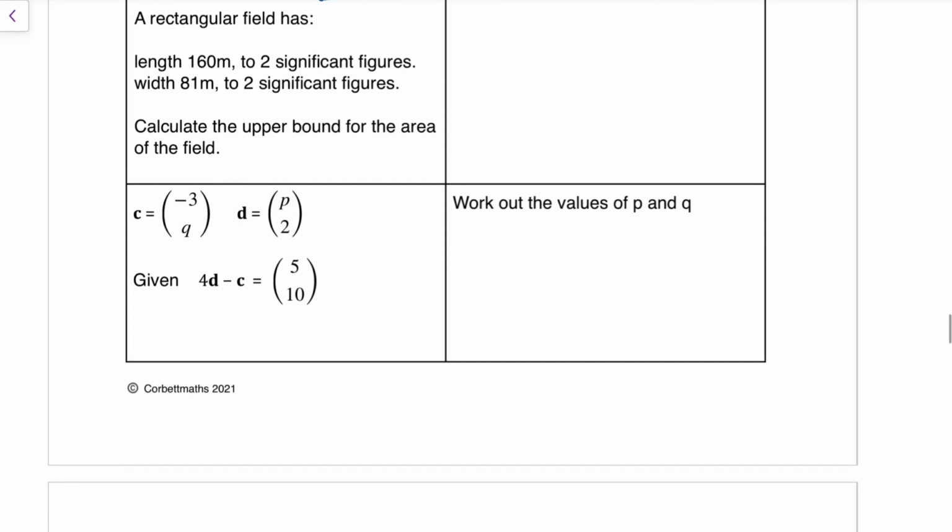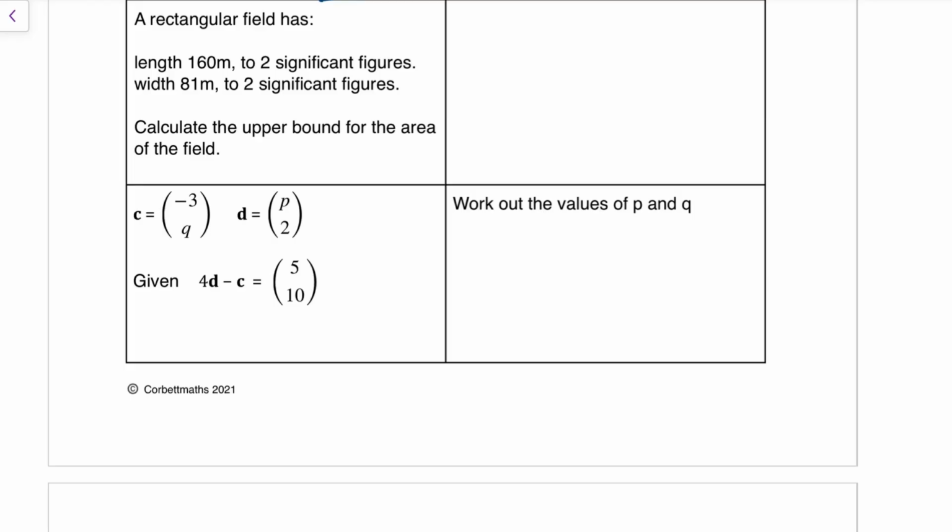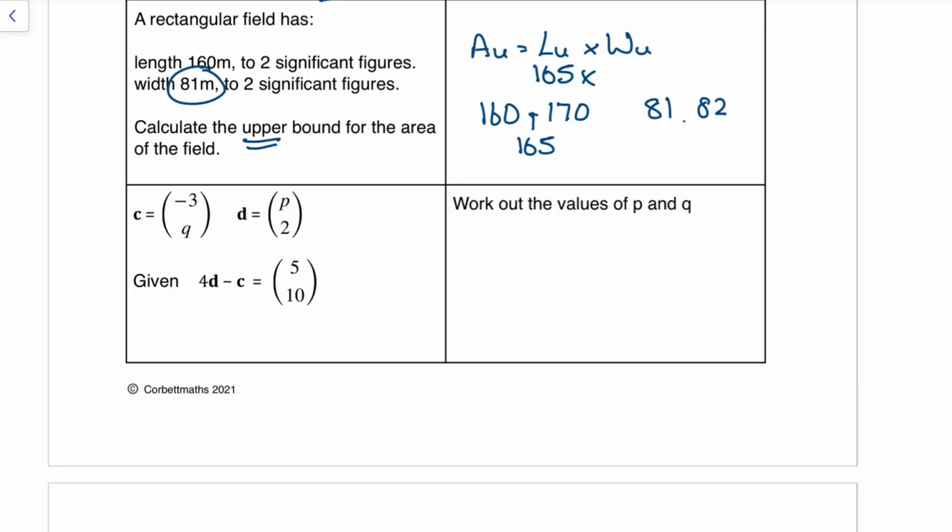Question done. Next question. A rectangular field has length and width. So it's another bounds question. What does it want me to do rather than work it all out? So I need the upper bound. I'm going to remember that the largest area is going to be the largest length times the largest width. So that's all I need. So let's think about 160. Well, 160 is 2 sig fig, means the second sig fig above is 170, which means halfway between is 165. So that's going to be 165. 81 is also 2 sig fig, so the second sig fig above is 82, which means halfway in between is 81.5. So I'm going to multiply it by 81.5.